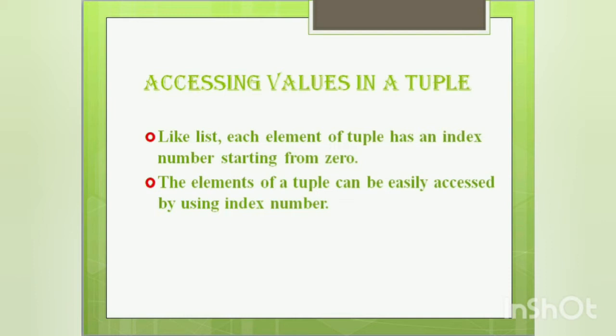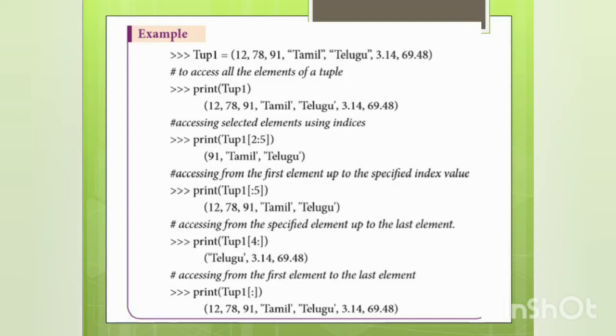Okay, now we will see how to access values in a tuple. Accessing means what here? Making use of those elements. Okay. Like a list, each element of a tuple has an index number starting from 0. The elements of a tuple can be easily accessed by using the index number. As I said earlier, each element in a list or tuple has its own index value. That index value must start from 0 to n. By using that index value or index number, we can make use of that particular element or value.